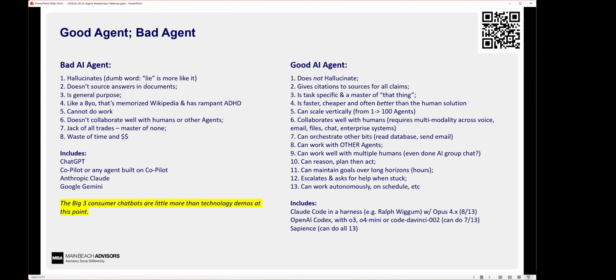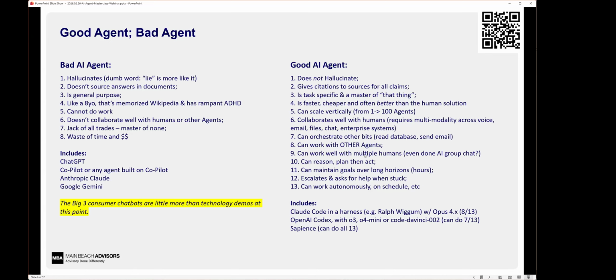Good agentic systems allow you to scale from 1 agent to 100 with the click of a button. Good agents collaborate well with humans and also can orchestrate other bits of technology and also can orchestrate other agents, right? So these 6, 7, and 8 is really, really important. Our agent platform allows you to do group chat. So you can have, say, multiple humans and multiple AI agents all in sort of a group chat. I haven't seen that anywhere else.